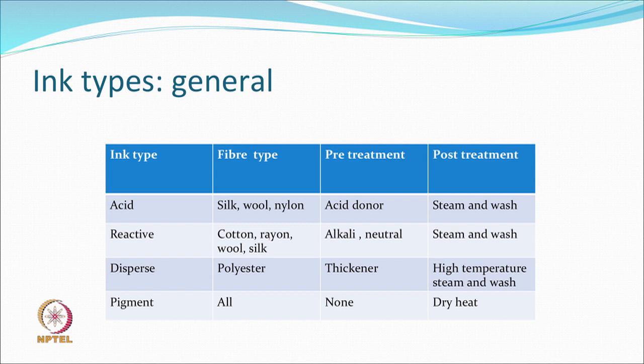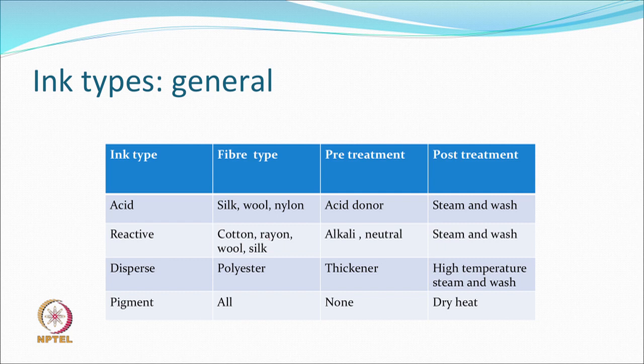Disperse is for only polyester, but actually theoretically you can use it for nylon as well. You may not use it. You require just some kind of a thickener and possibly some amount of dispersing agent maybe. So, high temperature steam could be one of the ways in which you do it.